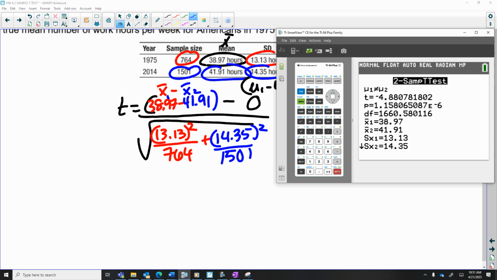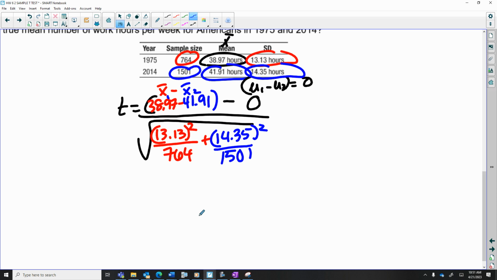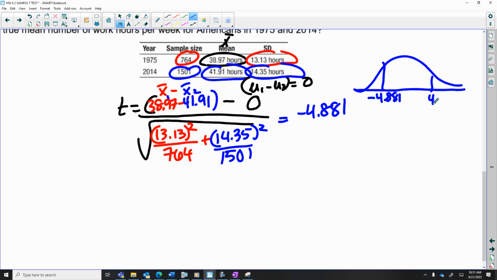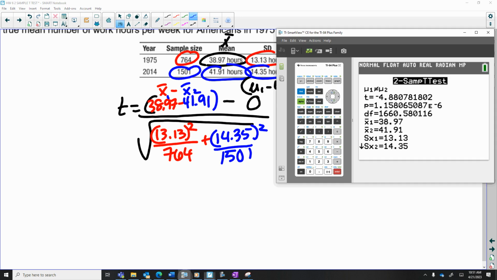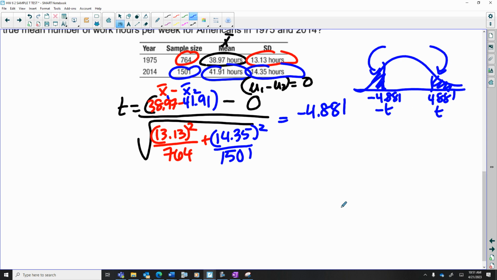Now we have our t-score. T equals negative 4.881. I just want to remind you guys, if this were a drawing, that would be the negative t-score, but the symmetrical area on the other side would be the positive t-score, 4.881. So the total p-value is the two-tailed p-value, which is right here underneath the t-score, 1.158 times 10 to the negative 6.